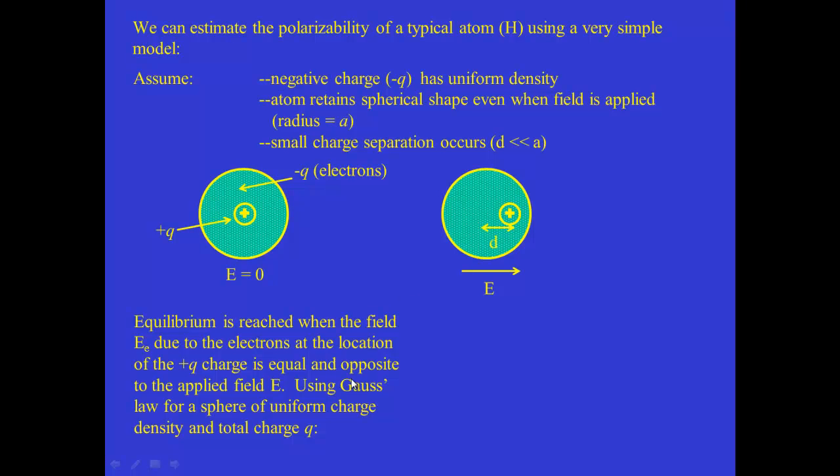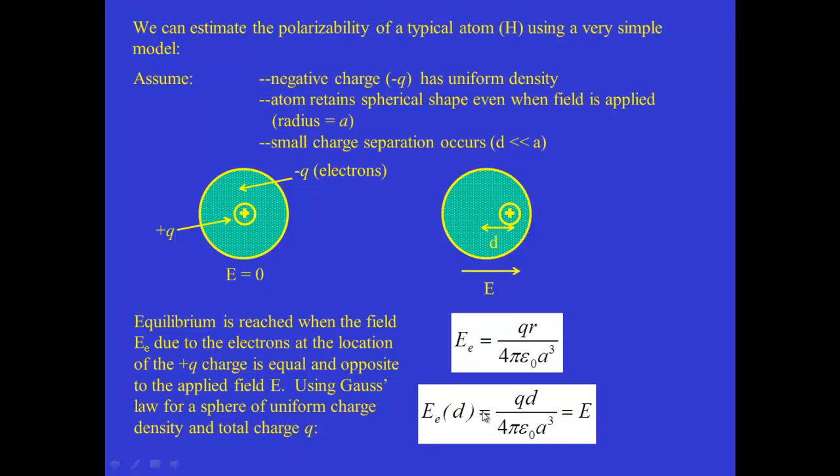So Gauss's law, I won't do the calculation here, but I'll remind you of the result. If we have a sphere of uniform charge density and a total charge q, then at a distance r away from the center of the sphere, the electric field, which in this case is the electric field of the electrons, is qr over 4 pi epsilon naught a cubed. All right, you probably recognize that result. And here what we want to do in order to obtain the equilibrium condition is evaluate this at r equals d and then set that equal to the magnitude of the applied field. Okay, because under those conditions, this positive charge will experience two equal and opposite fields and therefore have a net force of 0.